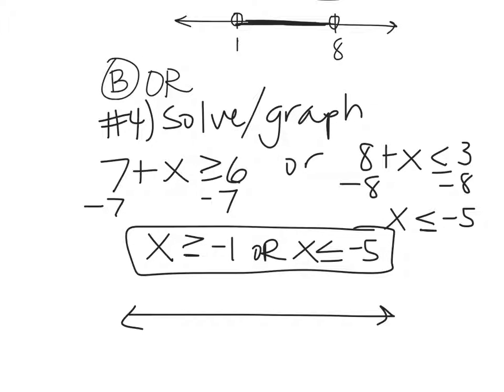All right, here we go. So let's say we have 0, negative 1, 2, 3, 4, 5. So x has to be greater than or equal to negative 1. That's right here. And its numbers are bigger going this way. Or x is less than or equal to negative 5. That would be numbers going that way.